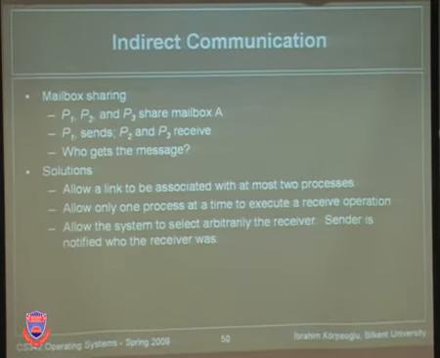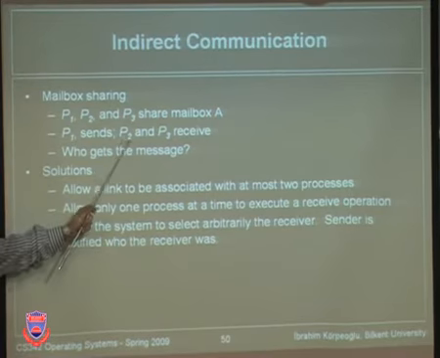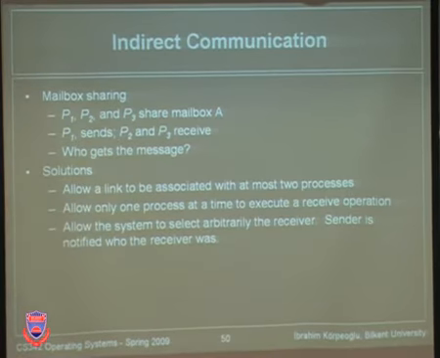All right, so there are of course some issues in the mailbox approach. What happens, for example, if a process P1 creates a message, and P2 and P3 also share the same mailbox, a message queue? If P1 sends a message, who will receive it? If both P2 and P3 have opened the mailbox and would like to receive a message, who gets the message?